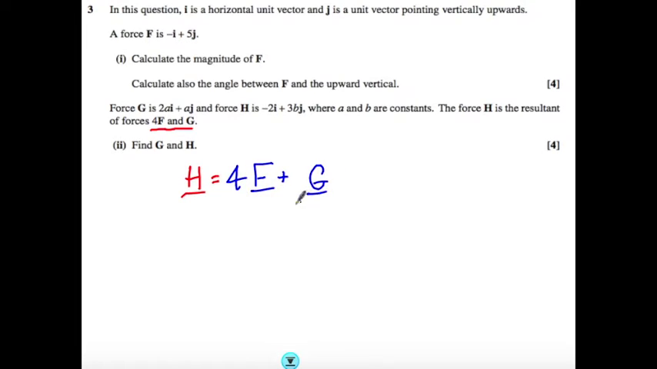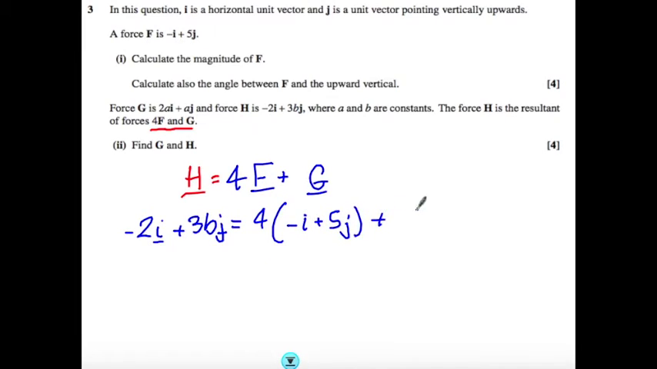Right, okay. And they want us to find G and H, so presumably we've got to find A and B. So let's try and use that equation they've given us, sub in what we know about H, F and G, and see if that's going to help us find A and B. So H they've told us is minus 2i plus 3bj, and that's going to equal 4f, so f is minus i plus 5j, plus g, and g they've told us is 2ai plus aj, and I'm being a bit pedantic, so I want to underline all the vectors.